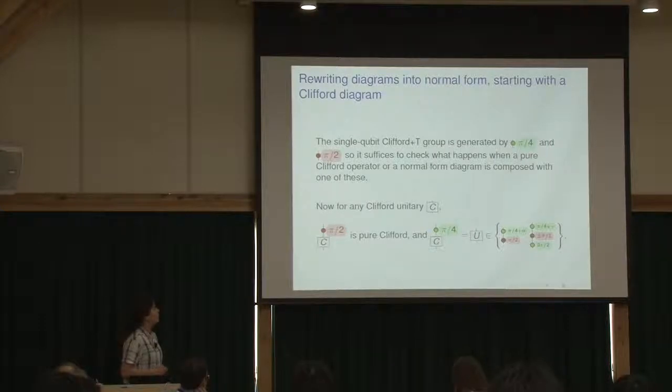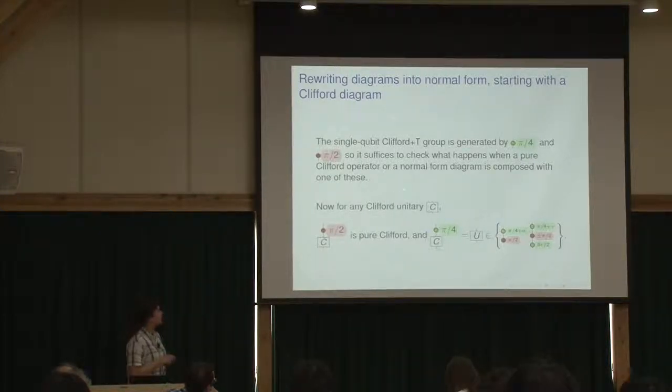So the way this proof works is basically because our generators for the single qubit Clifford plus T group are green pi by 4 and red pi by 2, in order to show that any diagram can be rewritten to normal form, all we need to do is show that if we have a diagram that is already in normal form, or is a pure Clifford operator, and we apply one of these two operators, then the resulting diagram can be rewritten to normal form, or it will be pure Clifford.